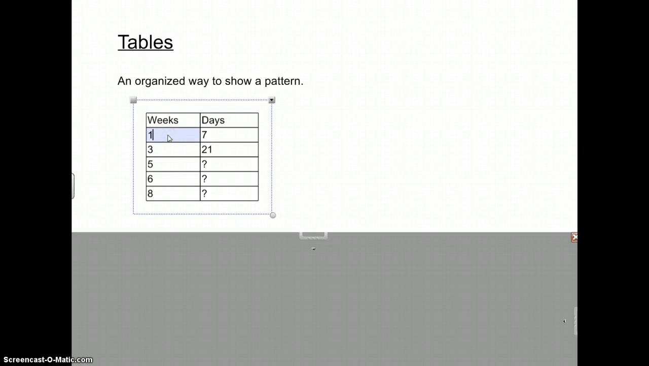So my first column is 1 week, there's 7 days. In 3 weeks, there's 21 days. So basically, to determine your rule, first of all, is my relationship from 1 to 7 increasing or decreasing? Well, it's going up, so that's increasing. Are we adding or multiplying? Well, we could add 6, or we're multiplying by 7.